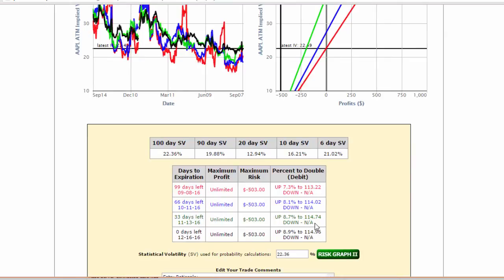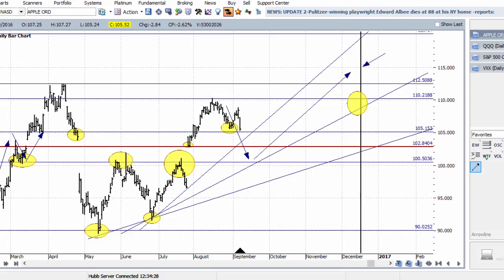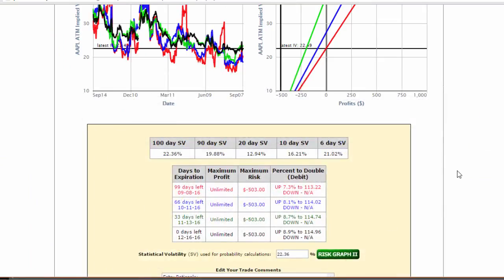Now, I like positions that double my money with less than 10% movement in stock price. So this particular option doubles with a small 8.7% move in the underlying stock. You can see 114.74 is the required stock price for Apple for this particular call option to double. And that's good because that is below our target of 115. If I go back to the stock chart, our target is 115, and it's within our timeline because we're using December options.